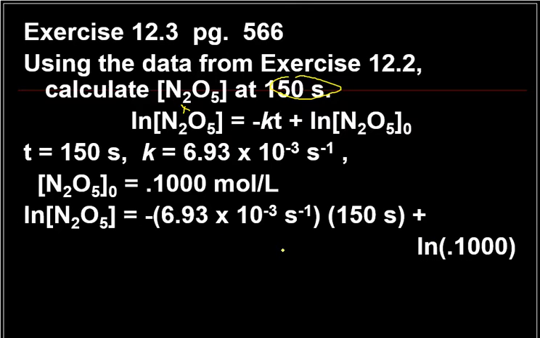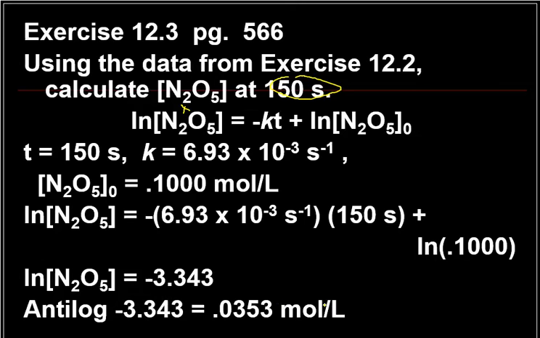And then it just becomes your little plug and chug equation. Now, what we've got here is the natural log of the N2O5, and we don't want the natural log. We want the concentration. So we're going to have to do what old people call the anti-log, or for you guys, your e to the x button. Press your e to the x button. Hopefully y'all know how to operate that. Each calculator is a little different. And we get 0.0353 as the anti-log of this.